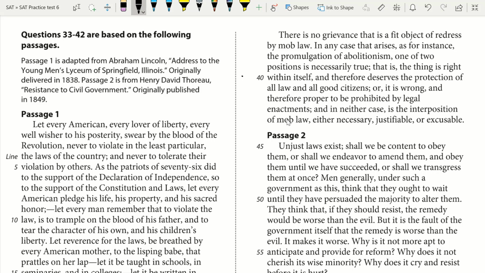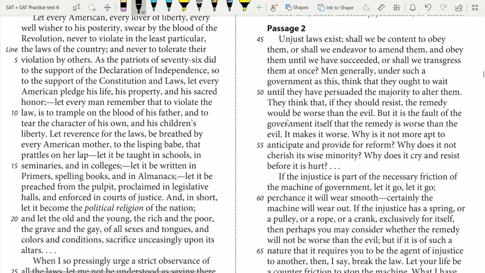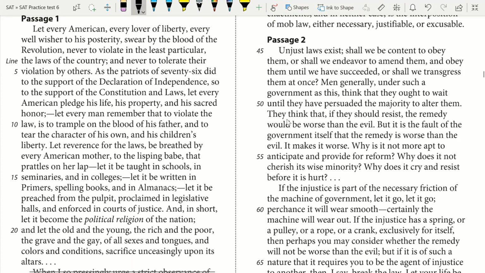Passage 1 is adapted from Abraham Lincoln, address to the Young Men's Lyceum of Springfield, Illinois, originally delivered in 1838. Passage 2 is from Henry David Thoreau, Resistance to Civil Government, originally published in 1849. Passage 1. Let every American, every lover of liberty, every well-wisher to his posterity swear by the blood of the Revolution never to violate in the least particular the laws of the country, and never to tolerate their violation by others. As the patriots of '76 did to the support of the Declaration of Independence, so to the support of the Constitution and laws, let every American pledge his life, his property, and his sacred honor.